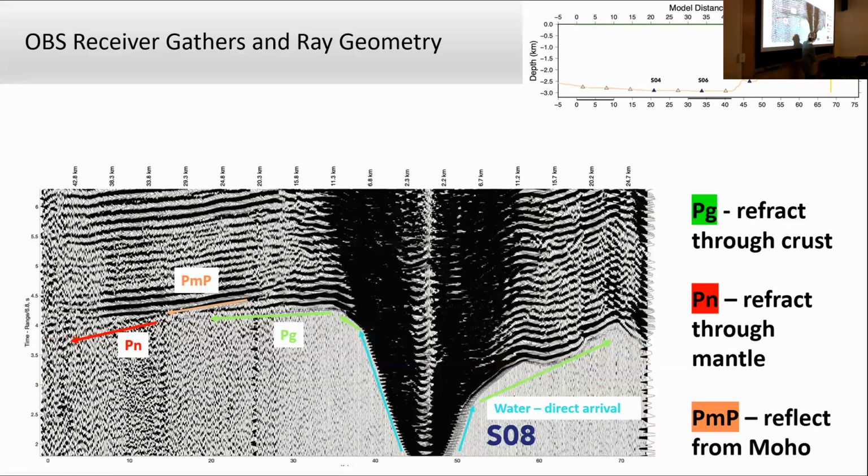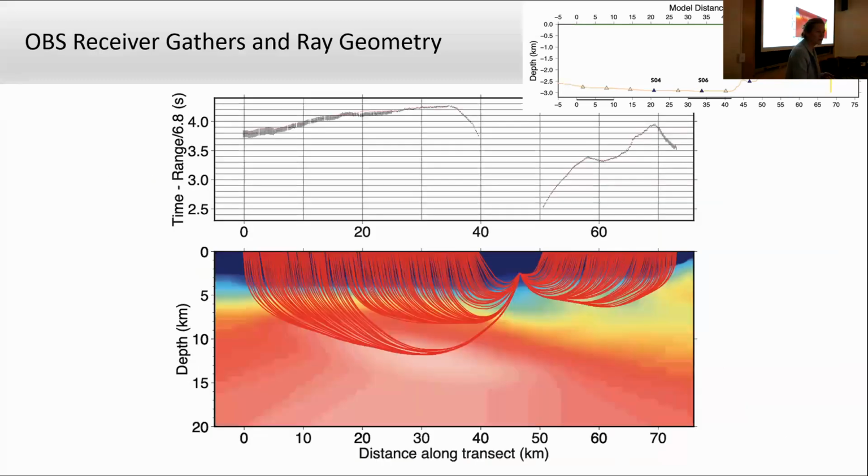And so this blue line would be the waves that just go straight from the air gun array to the ocean bottom seismometer through the water. The PGs are the code we use for waves that enter into the subsurface and refract through the crust and the sediments above the crust. PNs, meanwhile, with the highest slope in this direction, are waves that are traveling pretty fast. And so these would be like 8 kilometers a second waves that are probably making it into the oceanic mantle.